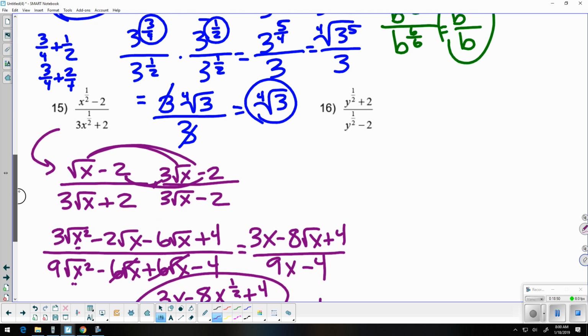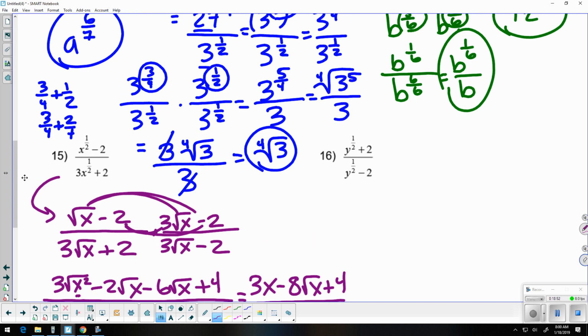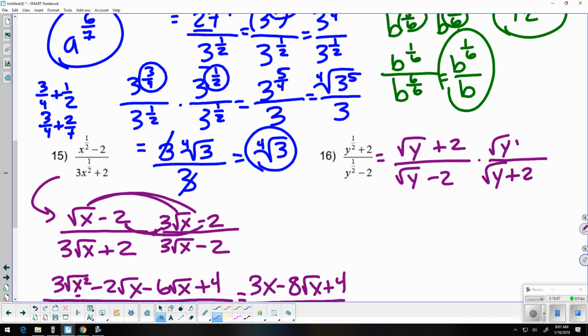Okay, similar idea for the next one. So for number 16, again, if it helps you, you can just write this in radical. That's the square root of y plus 2. And then the bottom, that's the square root of y minus 2. So now we have to multiply by the conjugate. The conjugate of square root of y minus 2 is square root of y plus 2. So top and bottom, numerator, denominator, start multiplying now.